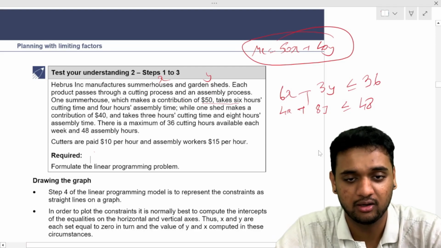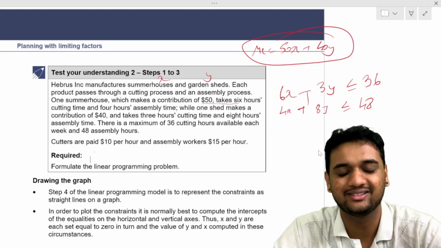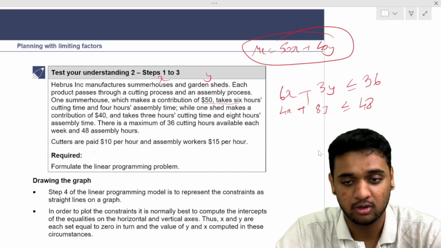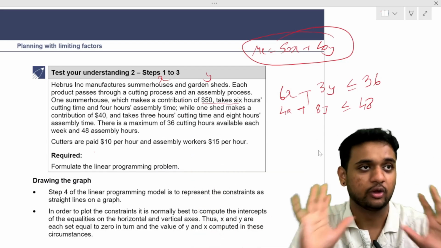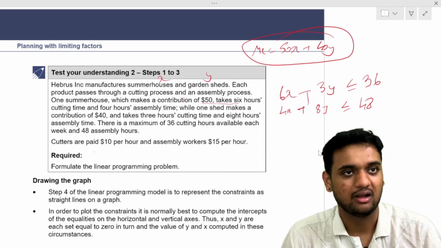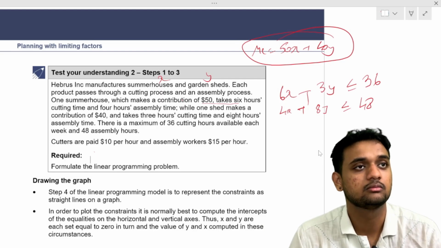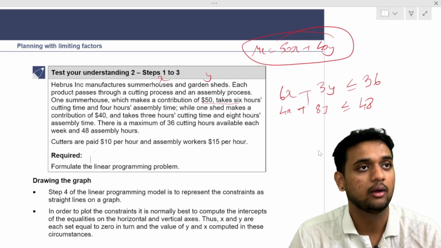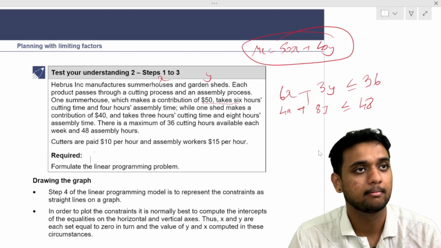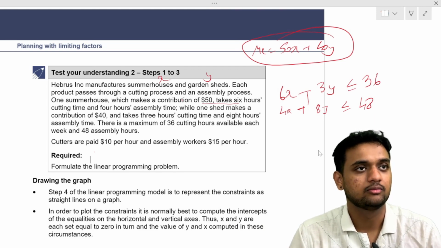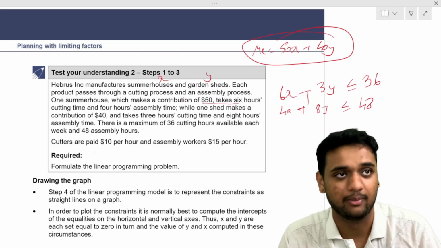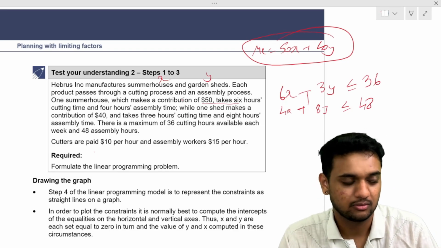For maximum contribution, always see it from the perspective of the limiting factor. Put all the limiting factors together. So cutting and cutting together, assembly together, but including doors, as you gave in the example. There are doors and sheds combined. Correct. Okay, we'll leave everything and see a simple example.